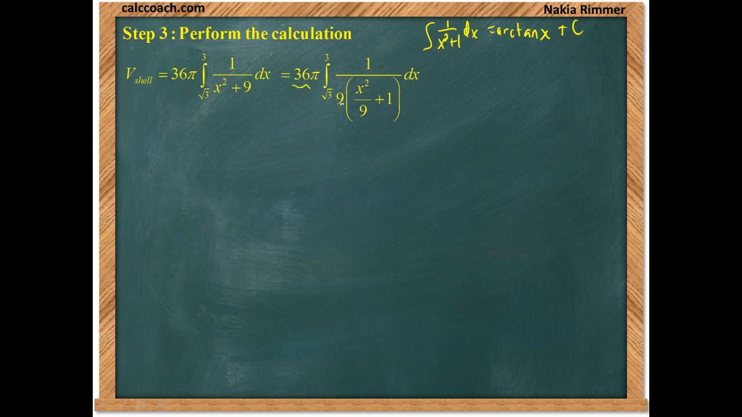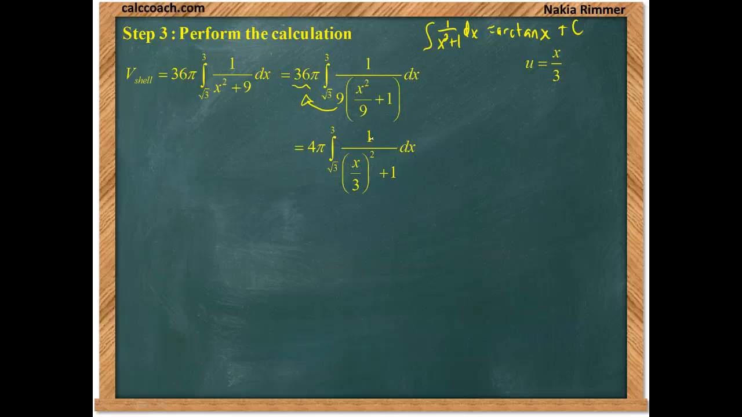Pull the 9 all the way out. It's in the denominator though, so 36 divided by the 9 is a 4. Conveniently rewrite x squared over 9 to be the quantity of x over 3 squared. It's looking more and more like what we desire. We just need the x over 3 replaced by some variable. Classic u substitution situation. If u replaces that x over 3, then we have exactly 1 over u squared plus 1.